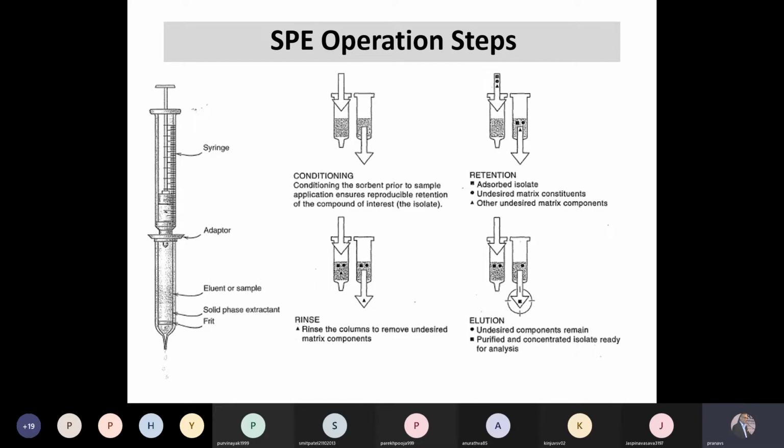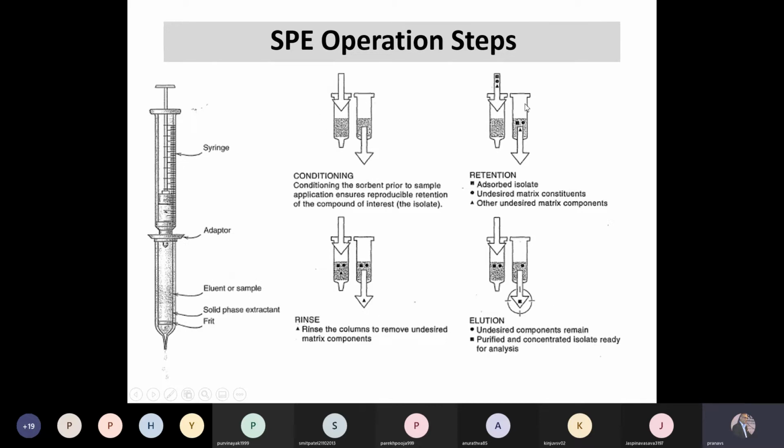So that it gets retained on the sample matrix, on the stationary phase matrix. And then you rinse or you wash. Rinsing or washing, one and the same thing. You wash unwanted things, or you remove unwanted things by using a suitable solvent. And then finally, you elute the desired analyte using a suitable solvent system. So these are the 4 steps which one needs to follow.